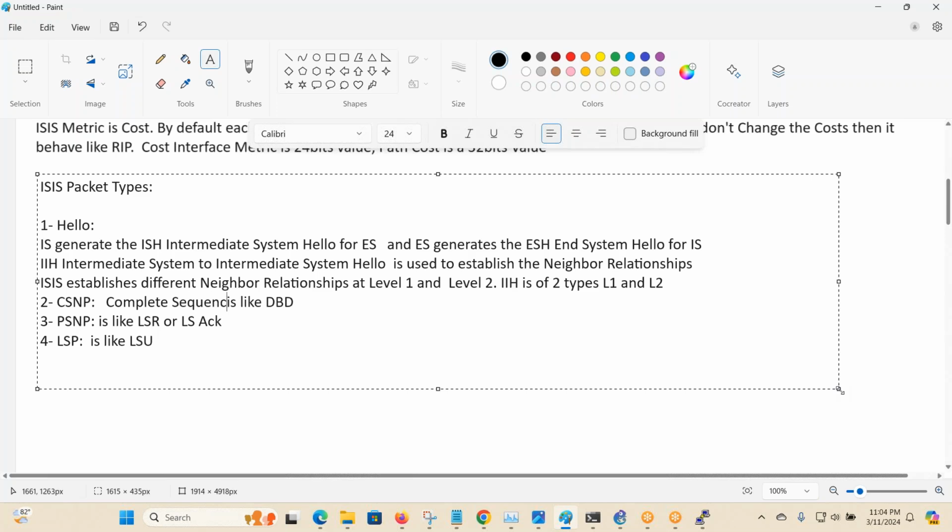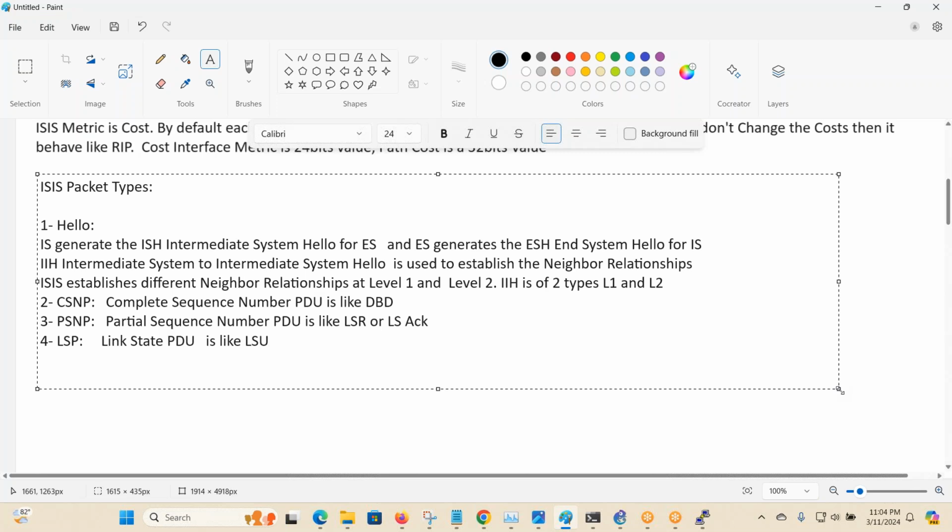Complete sequence number PDU, protocol data unit. This one is partial sequence number PDU. And this is link state PDU. So link state PDU is used to carry the LSAs. So these are the packet types.